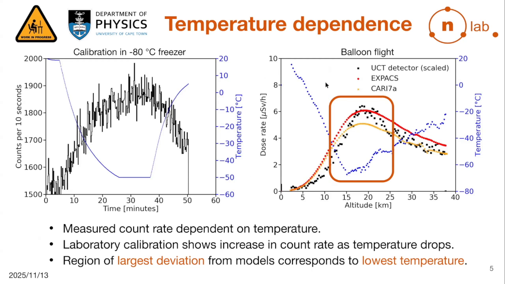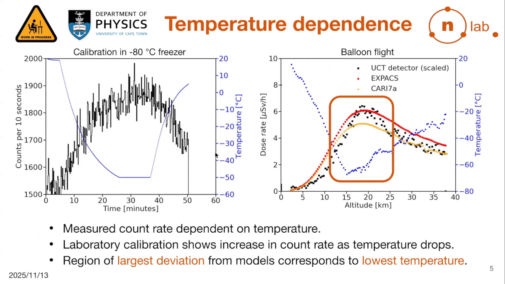And so on the right, you can see the same data, but here I've plotted the temperature as a function of altitude. And we see the biggest deviation from our simulation is when the temperature is at its lowest. And so we're going to be doing a little bit of work now with this calibration on the left to just pull things closer to simulation, and hopefully that will make it look a little better.